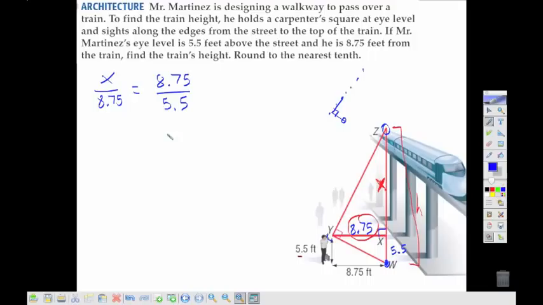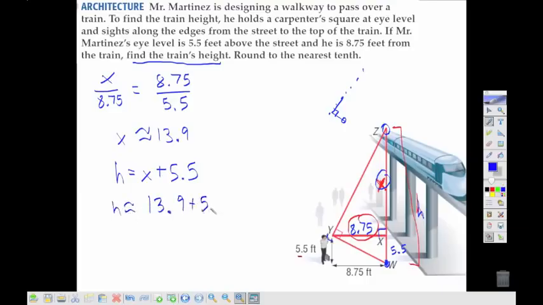Now we can solve this equation, and that will give us x is about 13.9. Now be careful, we're not finished with this. We wanted to find the train's height, but we selected x just to go from z to x here. So we need to find the height here. The height is going to be x plus 5.5. We rounded that, so we're going to say height is about 13.9 plus 5.5. This is going to give us a height of about 19.5. Now since they've given us units, be sure to put units in your answer, and that's measured in feet.